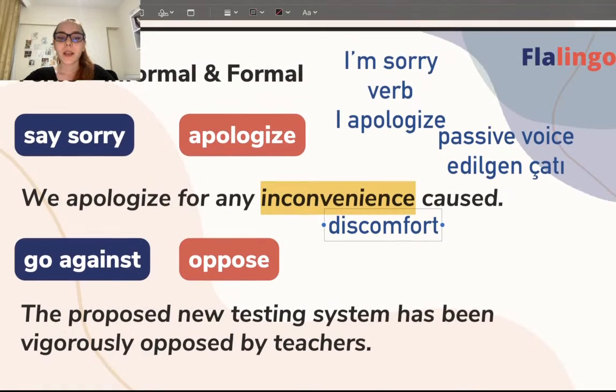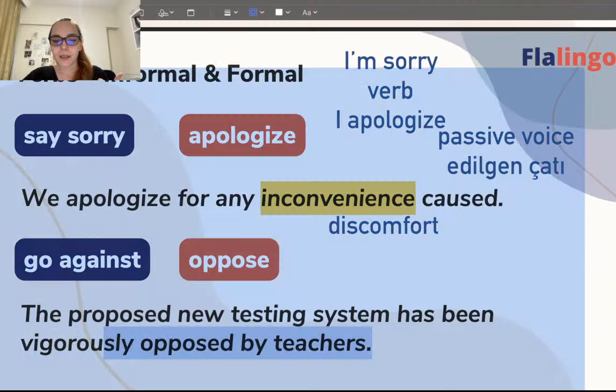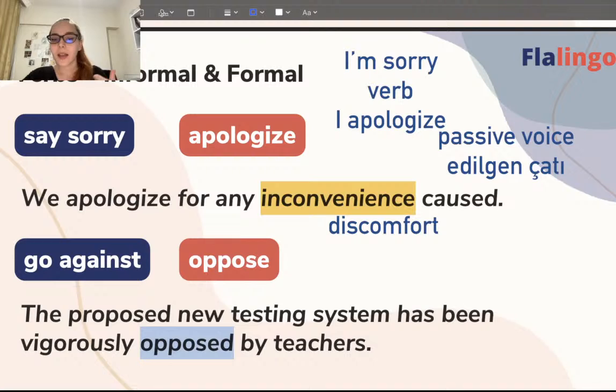Okay, so we can say go against. This is informal. And in formal English, we can say oppose. The proposed new testing system, this is my subject, has been vigorously opposed by teachers. Again, I'm using passive, opposed, with by, because this will be much more accurate when we speak in business English. Okay, so let's highlight these.